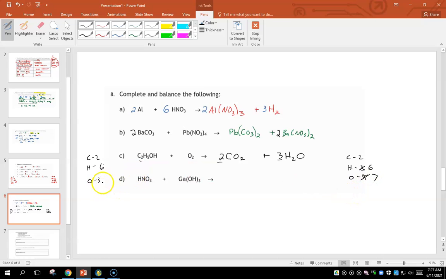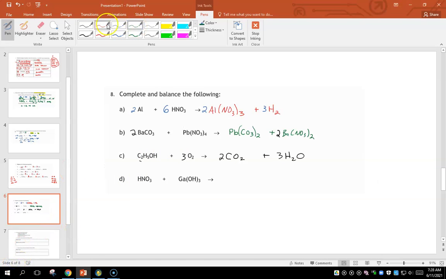Over on this side, I have 3. Okay, so I need to get this up to 7, but I have 2 oxygens there. I can't multiply 2 times a number to get 7, but I do have that 1 extra oxygen there. So if I put a 3 there, that makes 6 plus 1, 7 oxygens. That is now balanced.